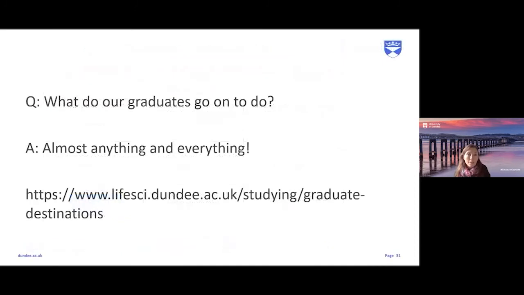So then what about some of our exit data? What do our graduates go on to do? And the answer I've put here, almost anything and everything, is because it really is true. So this website here, I really encourage you to jot that down and to go and look at that. In fact, maybe I could ask one of my colleagues to type that into the chat, because it would be a really great way for you to get some ideas about what some of our students have been going off to do as their future careers.